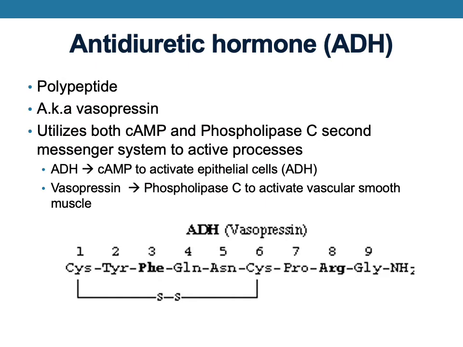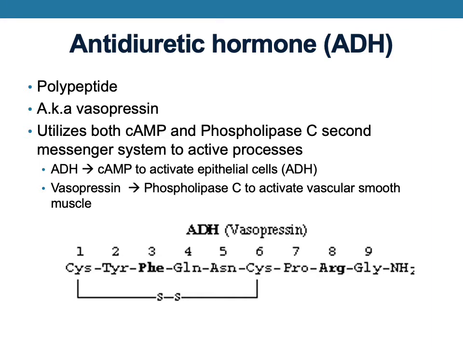Antidiuretic hormone is also known as vasopressin. It is a polypeptide. The different names refer to the different functions of the hormone. Antidiuretic hormone affects blood volume, whereas vasopressin affects blood pressure. Plus, the different names also refer to the different second messenger systems used to stimulate the target tissue.